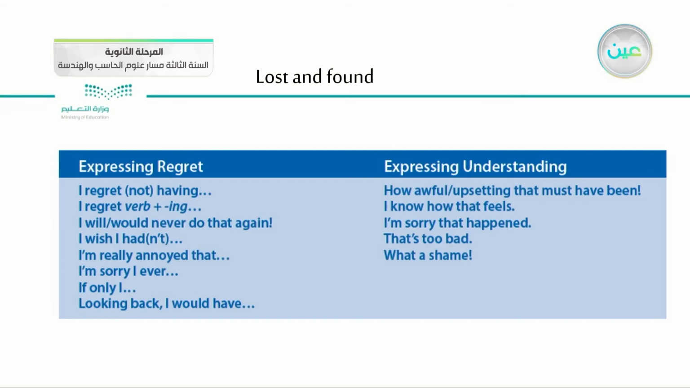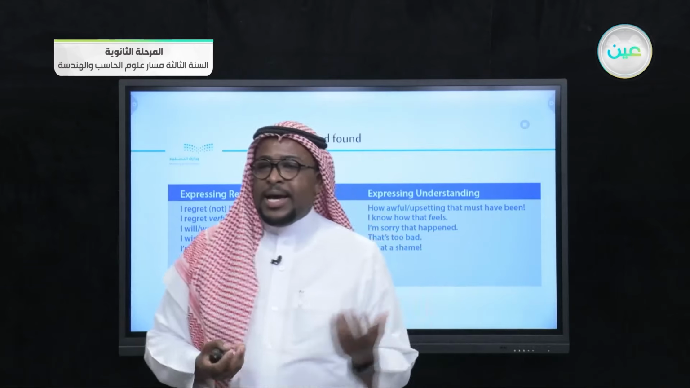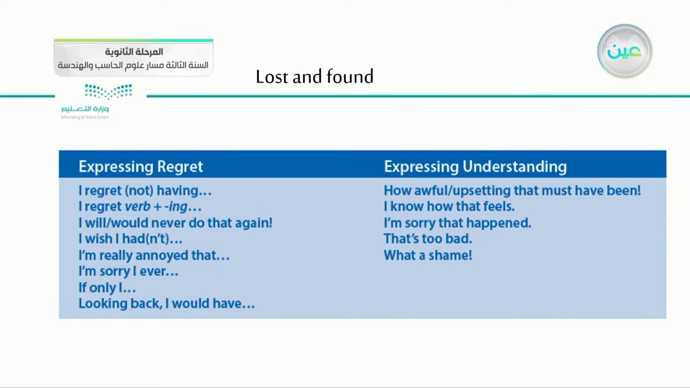In this part, guys, we'll discuss some of the ideas or topics that we are going to cover in the next lessons. The first part is expressing regret. We use some verbs to express regret, certainty, possibility, and so on. Here we have this very important part: I regret, which you can use in the negative or positive way. I regret plus the verb with ing, and I will or would never do that again. I wish I hadn't. I'm really annoyed that. I'm sorry I ever. If only I. Looking back, I would have. You can use all these ways to express your regret.